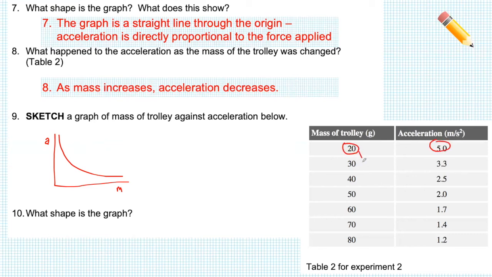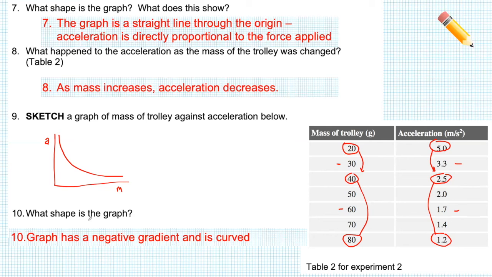If we double the mass of the trolley from 20 to 40, we halve the acceleration from 5 to 2.5. And again, if we do this from 40 to 80, we're doubling the mass of the trolley and we are halving 2.5 to 1.2. It's a bit less than half, but it's more or less halving the acceleration. And we can do this for any pair. So if we take 30 and 60, 60 is double 30. So 3.3 is going to be double 1.7.